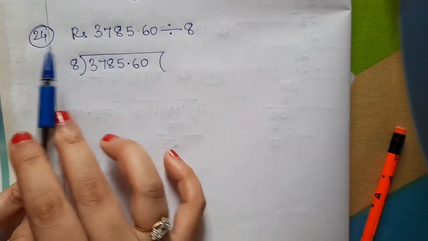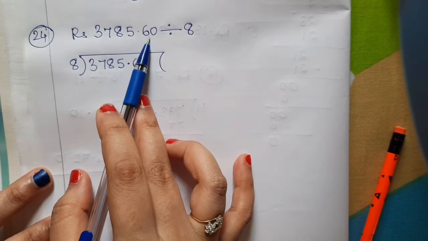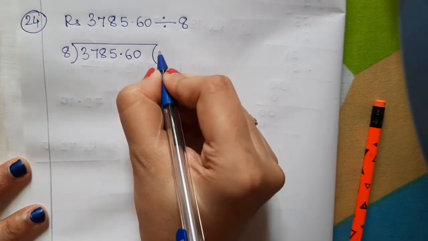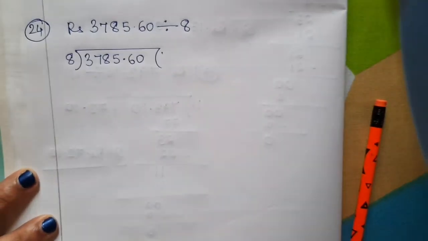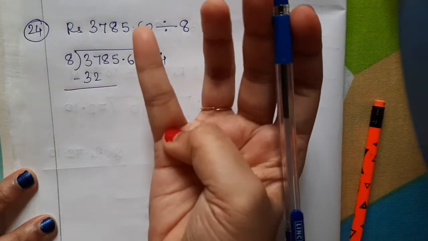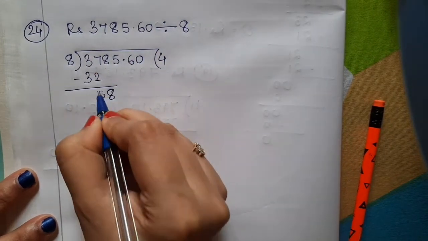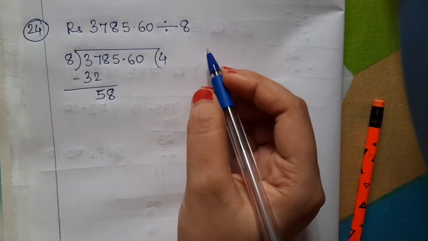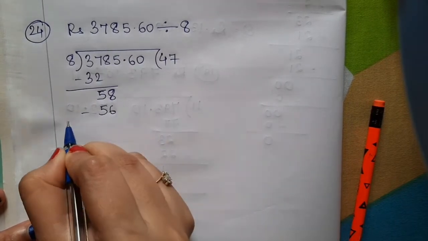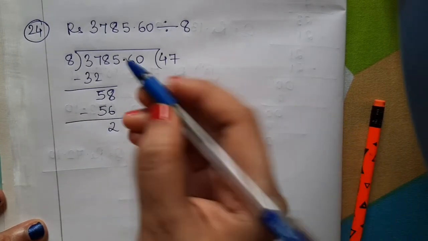Now question number 24. Question number 24 is rupees 3785.60 divided by 8. Now let's do this division. 8 1s are 8, 8 4s are 32. 8 5s are how much? 40. So 8 4s are 32, 32, 33, 34, 35, 36, 37, 5. This 8 will come down. 8 5s are 40, 8 6s are 48, 8 7s are 56, 56, 57, 58. Now what will come down? Yes, this 5 will come down.